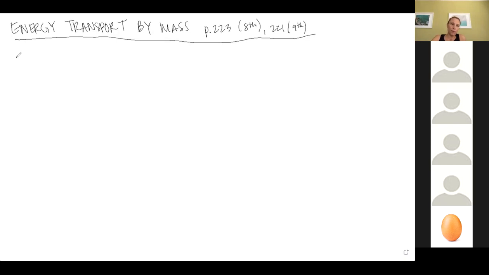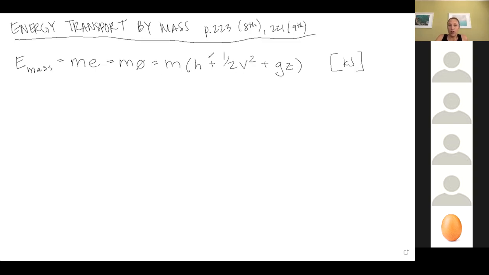So when we're looking at energy transport by mass, we have energy that's being transported through mass movement. And here we're incorporating the same things that we've been learning before. We're just looking at them in different perspectives. So our energy equation here is going to be M times specific energy, or you'll see it written in the chapter as M times theta, because all of a sudden they switch nomenclature, which we just know is also M times H plus 1/2 velocity squared plus gravity times a height term Z. And the units here are going to be kilojoules, because we have factored our kilojoule per kilogram times kilogram, leaving us with kilojoules. We've looked at these types of equations in several chapters now.